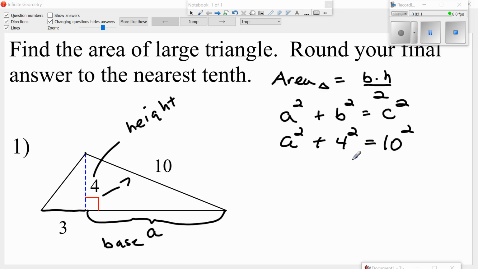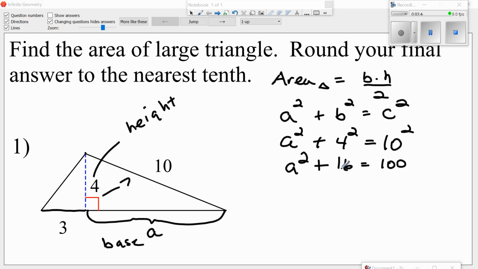When you're solving equations, always simplify where you can. 4 squared can be simplified and 10 squared can be simplified. So we write A squared plus 4 times 4 is 16 equals 10 times 10, which is 100. You can use a calculator if you need to. And then I want to solve this equation. I want to get A by itself. Okay, well, I don't have it by itself. I have the 16 over here.